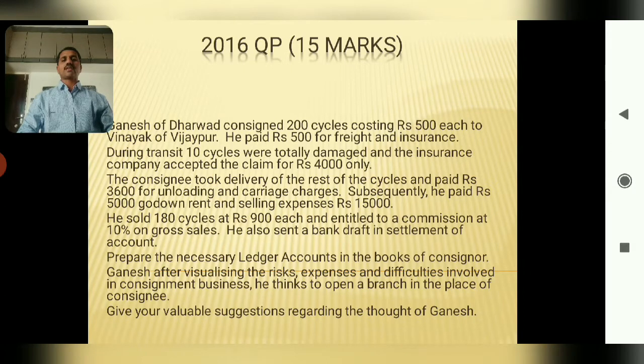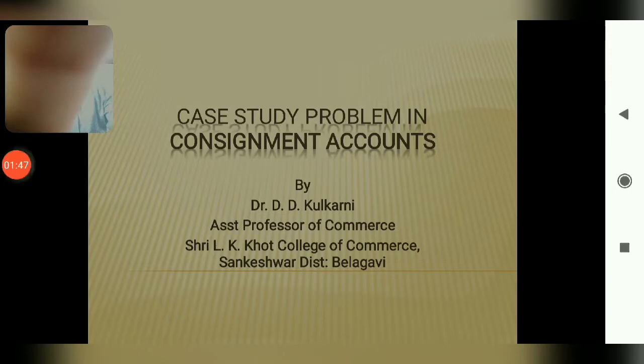Consignee sold 180 cycles at rupees 900 each and is entitled to a commission at 10% on gross sales. He also sent a bank draft in settlement of the account. Prepare the necessary ledger accounts in the books of consignor. Ganesh, after visualizing the risks, expenses and the difficulties involved in consignment business, thinks to open a branch in the place of consignee. Give your valuable suggestions regarding the thought of Ganesh.